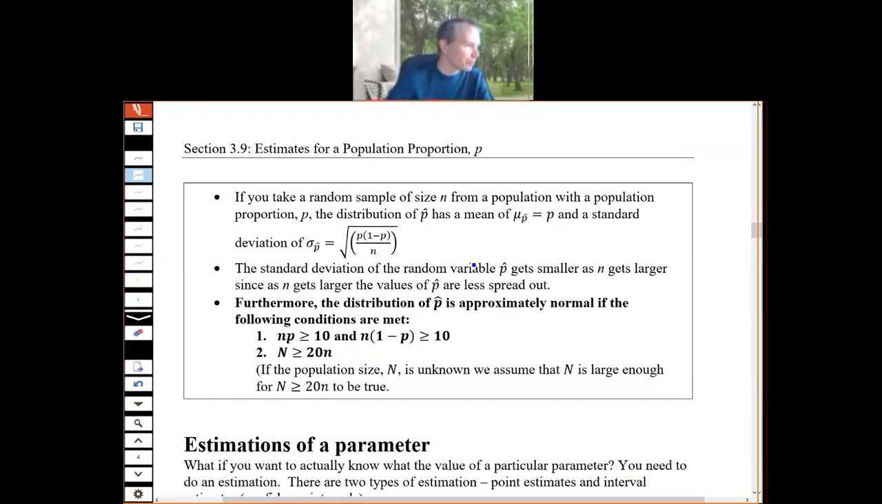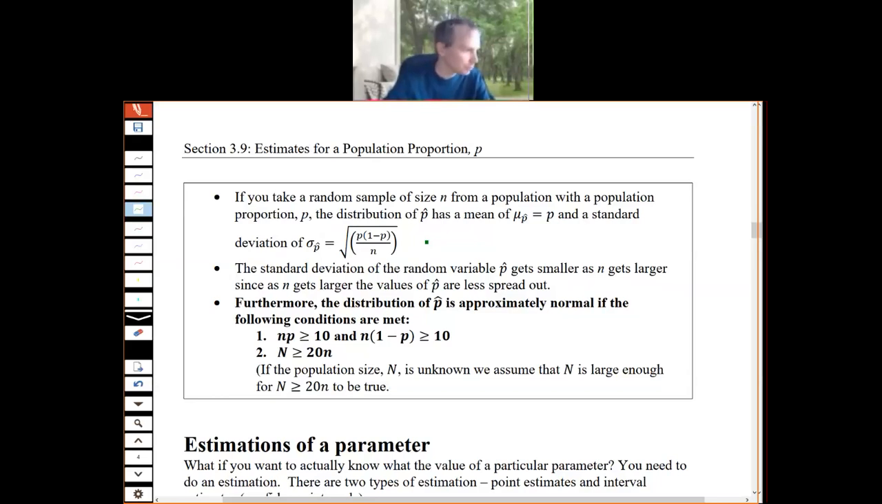Okay, so if you take a random sample of size n from a population with a population proportion p, then the distribution of p hat has a mean of p and a standard deviation that follows this formula here, right? The square root and stuff going on. Okay. Don't worry about those formulas. You're not going to be required to plug them in manually. I'm going to show you how you can get your calculator, which has these formulas built in, to do the computations so that you don't have to get confused over stuff.